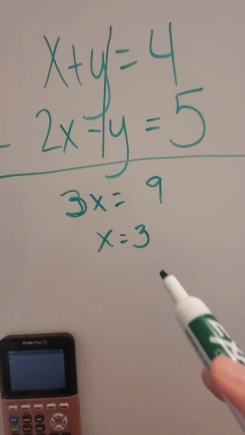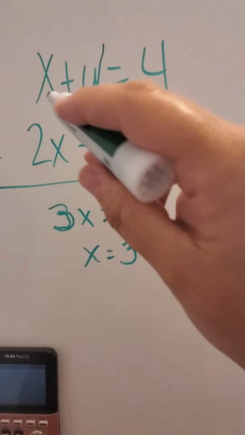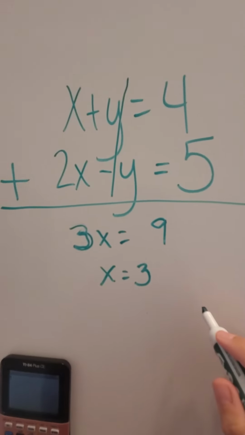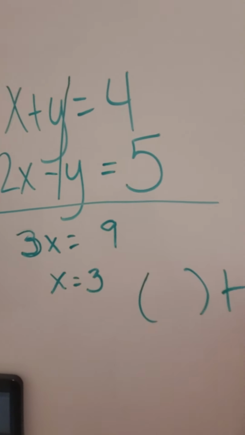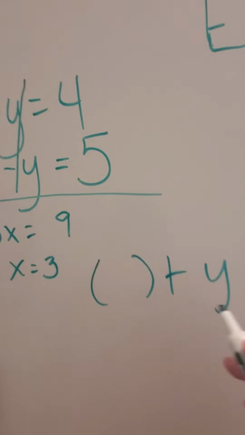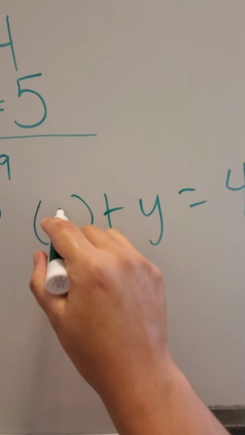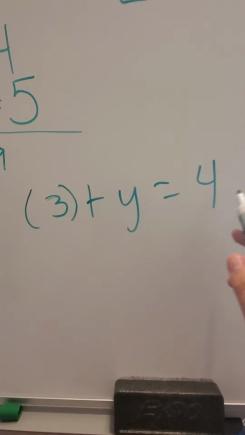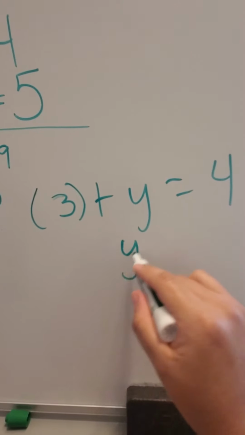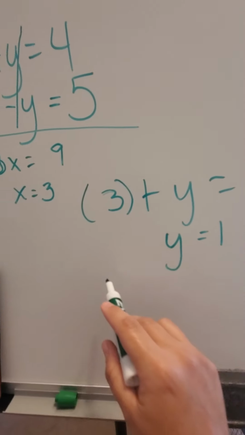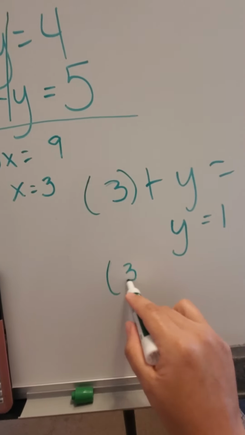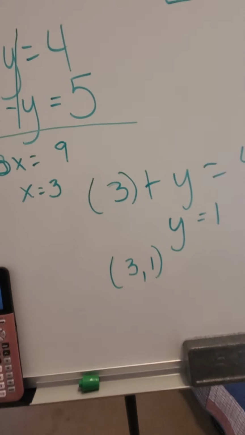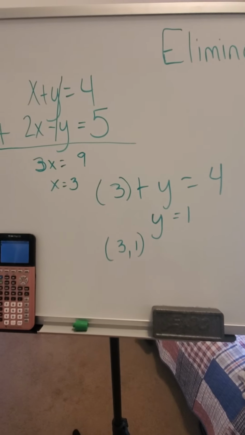Then to get y, all I have to do is take 3 and plug back in for my x. So instead of x plus y equals 4, my x is 3, right? So 3 plus what will give me 4? I subtract, y is 1. So they would cross at 3, 1, which is what we already found out in the graphing video, okay?